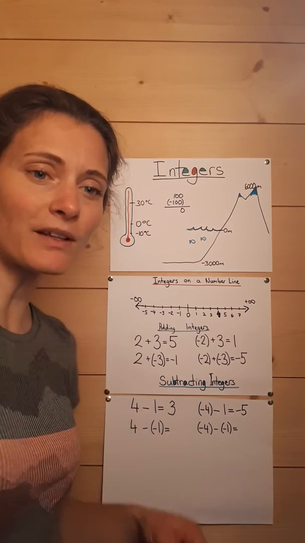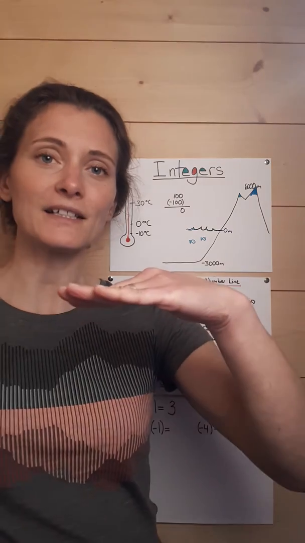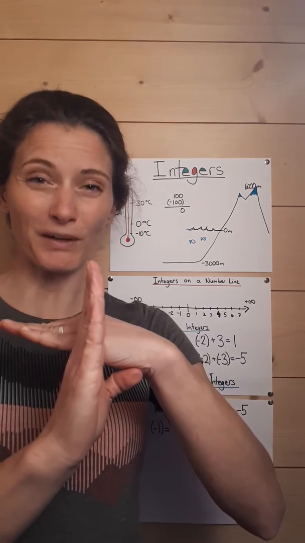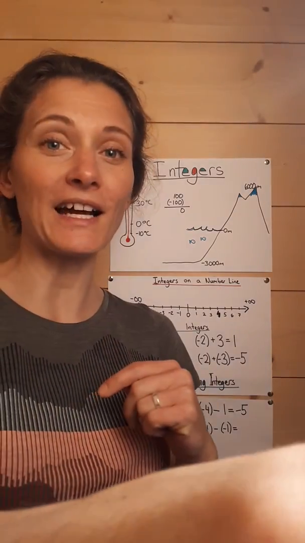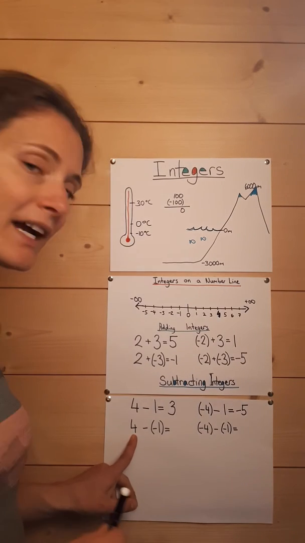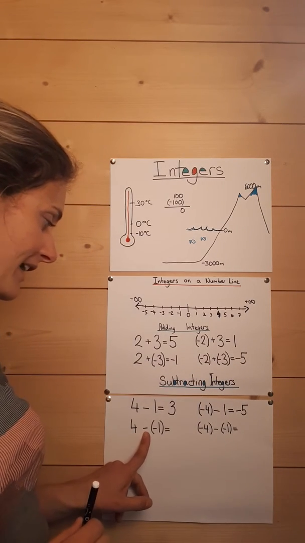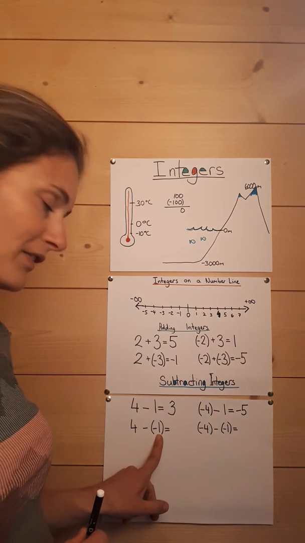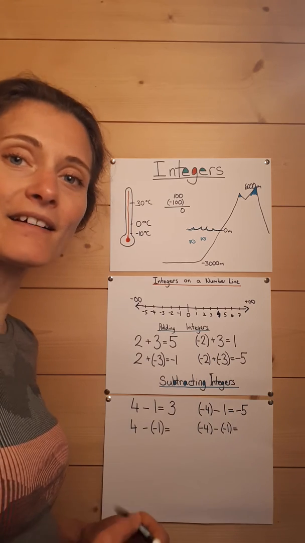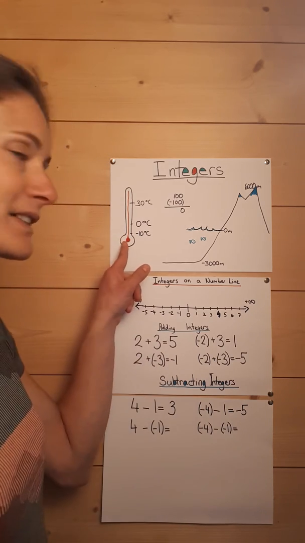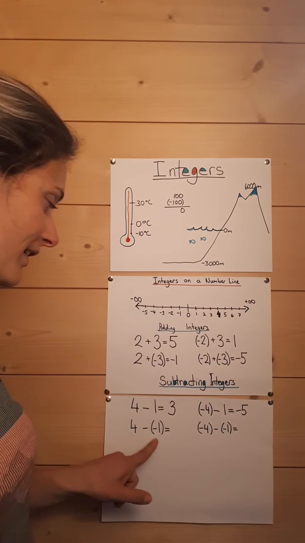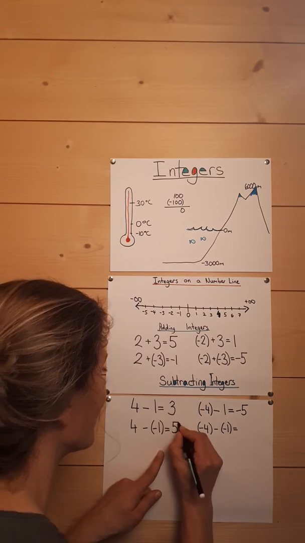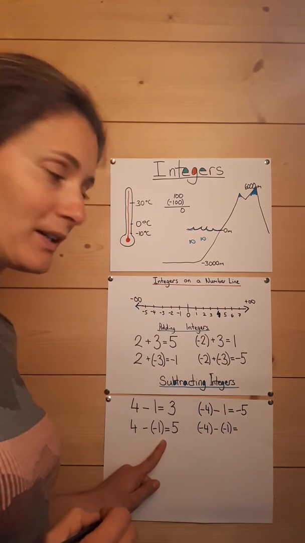An easy way to remember this is if I have a minus sign and a negative sign, they turn into a positive sign together. So we're actually adding that value. So here I have the question 4, subtract a value of negative 1. If I'm subtracting a value of negative 1, I'm actually adding a positive 1. Okay? Because remember, it's getting less cold, it's getting warmer. 4 plus 1. 4 plus 1 is 5. Or 4 minus negative 1 is 5.